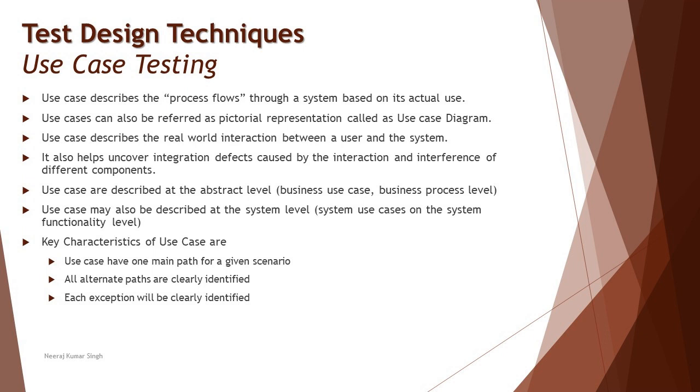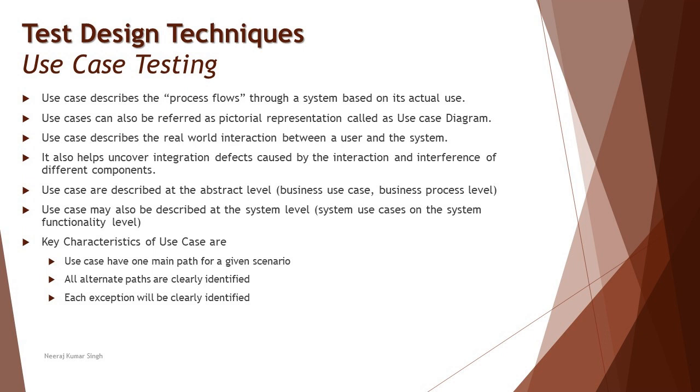Use cases describe the process flow through a system based on its actual use. Actual use, in the sense that we don't consider positive and negative scenarios here. But yes, of course, there is a positive, complete, happy path which a user can take to complete the transaction. We do also consider where these transactions can be terminated or can have an exception. But we have a main path which defines what a user will do in a use case.